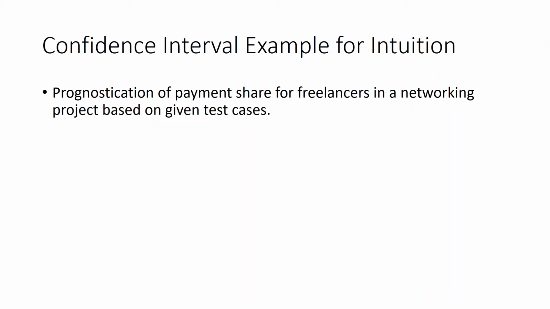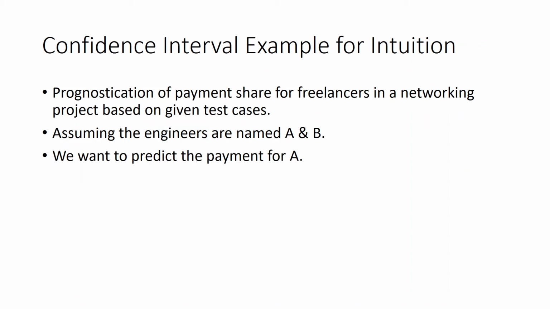Actually, the confidence interval is going to give me a frame within which the income share is going to lie. Let's say I have $100,000, or 100,000 rupees, allotted for the people. A particular percent is going to be the share of that particular freelancer. Assuming the engineers are named A and B, we have two engineers, who are basically the freelancers in the company. We want to predict the payment for A. So assuming there are two engineers, I want the prognostication of the payment share that I'll be giving to A.